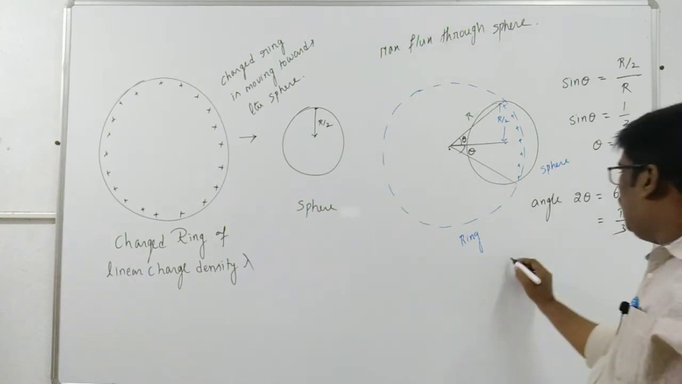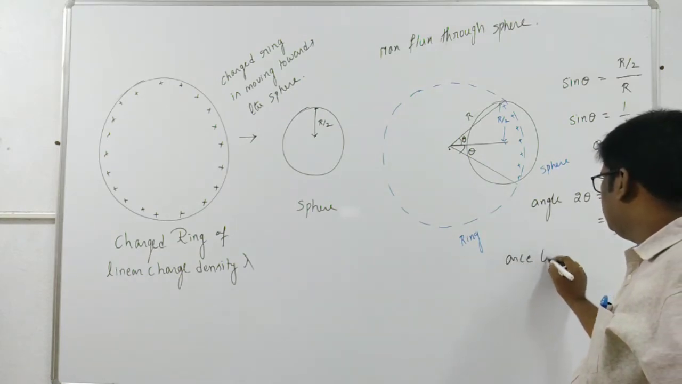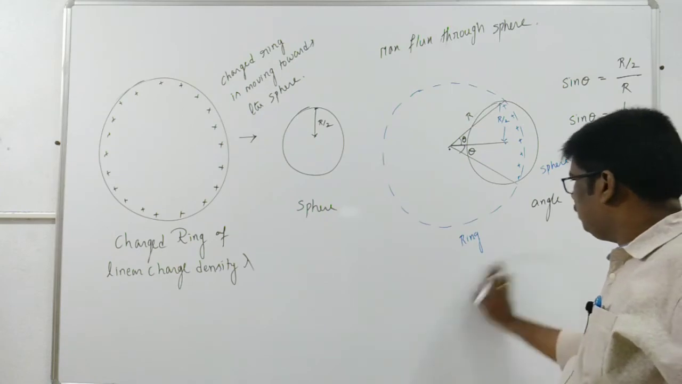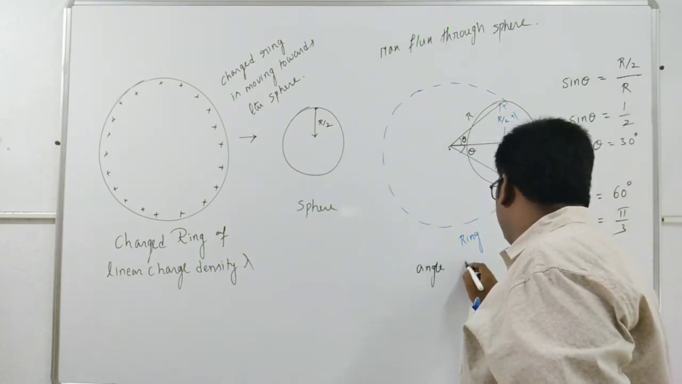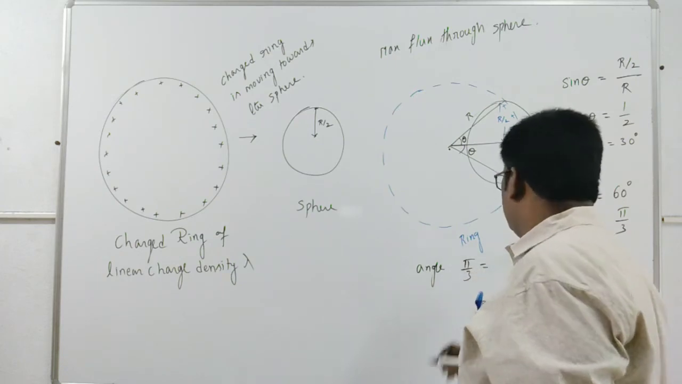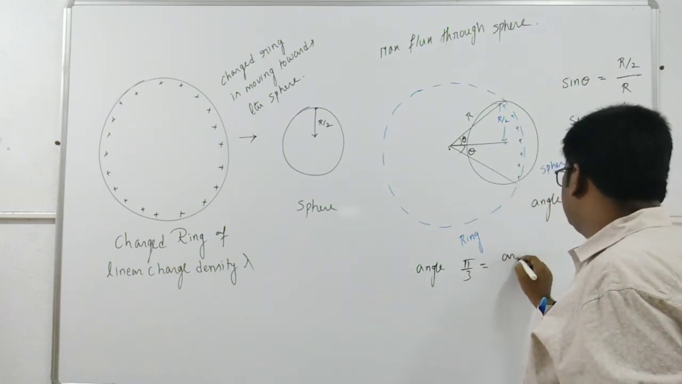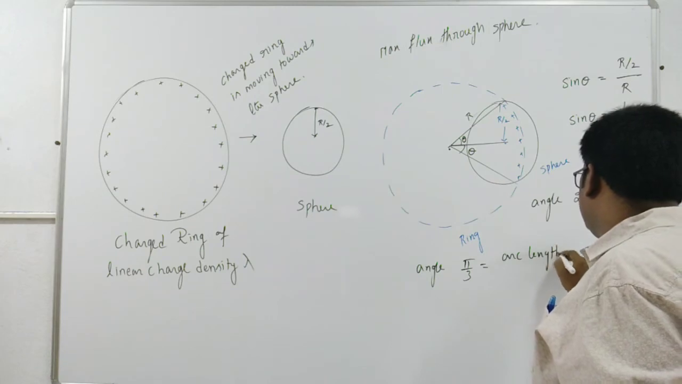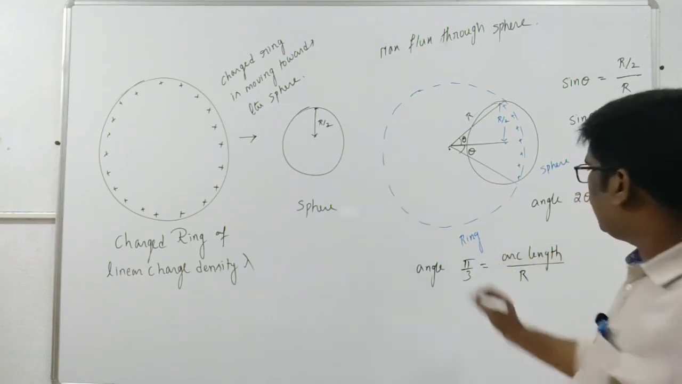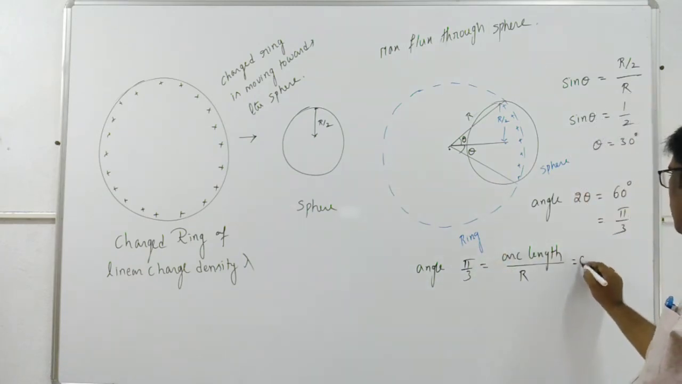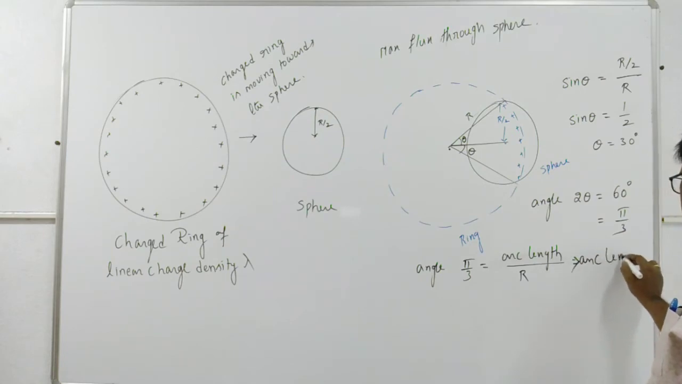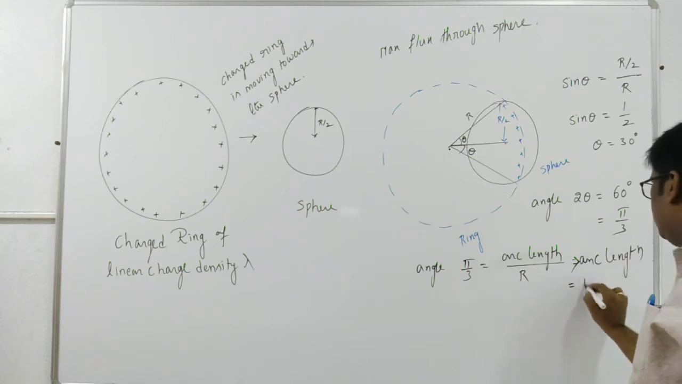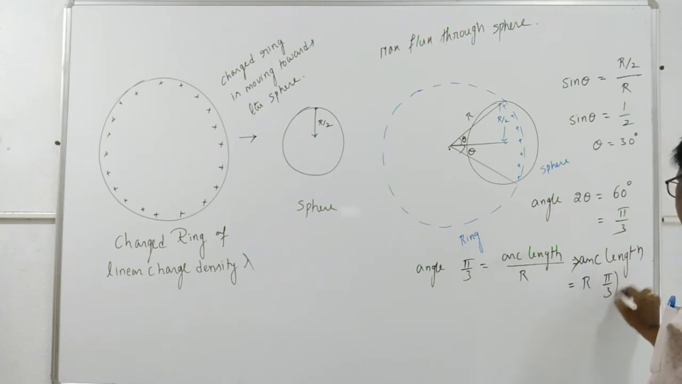Then arc length equal to... so we have the formula that angle pi by 3 equals arc length by radius r. We need the arc length, so arc length is equal to r into pi by 3. Therefore this is the arc length we know.